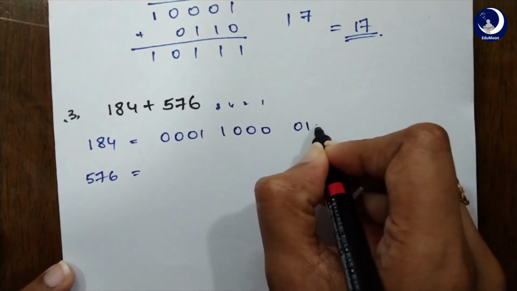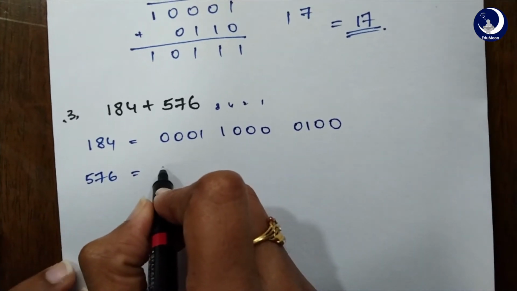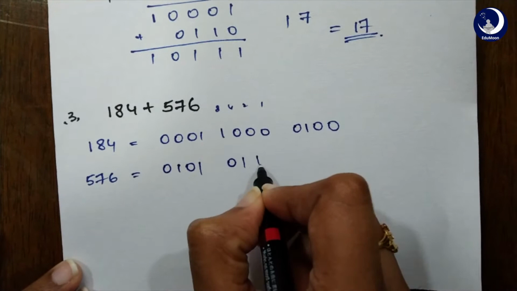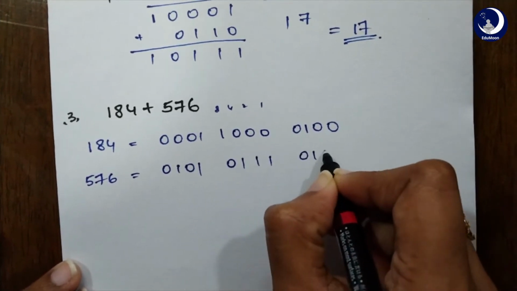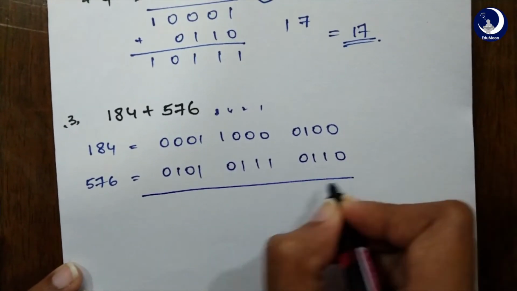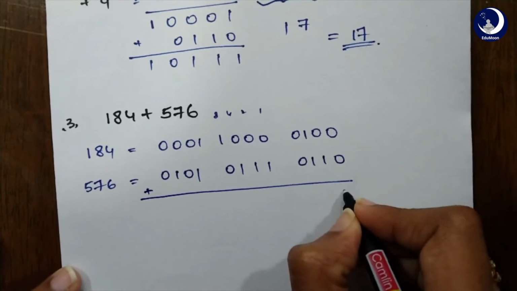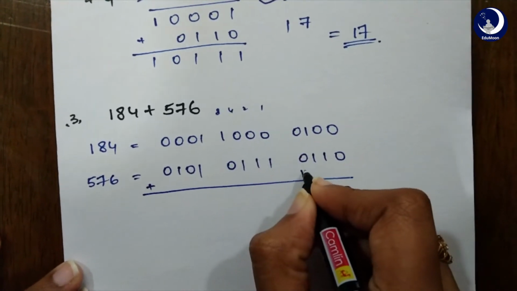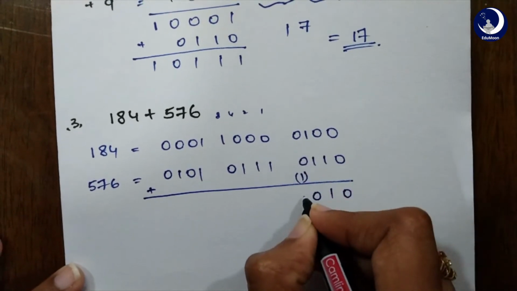4 is 0, 1, 0 and 0. Now 5 is 0, 1, 0, 1. And now 7 is 0, 1, 1, 1. And 6 is 0, 1, 1, 0. Now try adding them. 0 plus 0 is a 0. 0 plus 1 is a 1. 1 plus 1 is a 0 with a carry 1. And this is a 1.